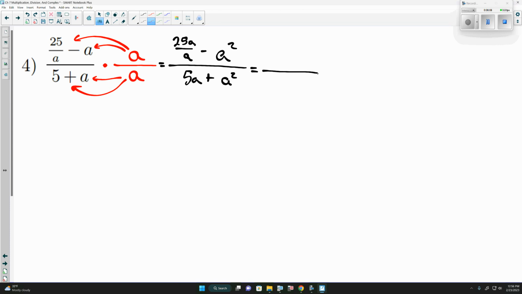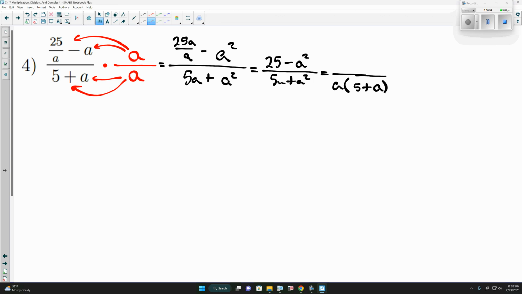Any questions on this so far? Now the numerator, 25a over a, will simplify to just 25. Really everything else stays the same. Now, looking at the denominator, can we factor 5a plus a squared? Because it has the greatest common factor of a. Now our first term would indeed be a, and then 5 plus a. Now we could have rewritten that as a plus 5. Those would have been the same thing, but we'll see why I left it the other way.